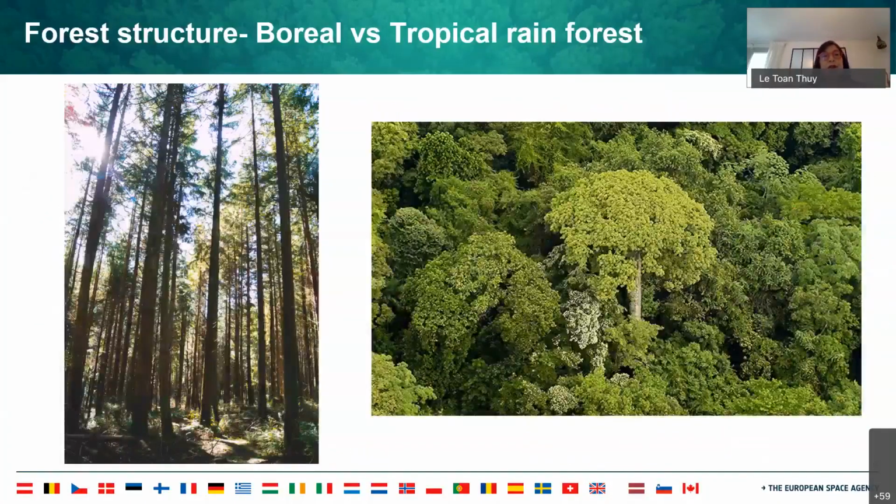And for the forest structure, if you see the boreal versus tropical rainforest, the structures are not similar at all. Here you can have a lot of openings, you can have penetration into the ground, and here you could have something, but it's very complicated. Here your eyes are restrained by the leaves, but for the radar, for the P-band radar, the leaf is not that important.